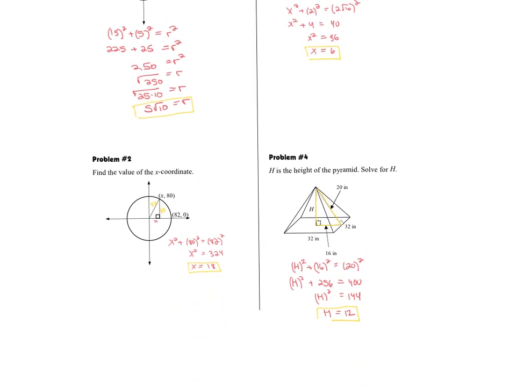For number 2, very similar problem. We are given this point at x, and 80 is the y, so I've filled in that 80 is this measurement here. We are given that the radius is 82, so I've filled that in for the hypotenuse. We are looking for the x value. We have x squared plus 80 squared equals 82 squared, and that gives us x is equal to 18 when we complete the Pythagorean theorem.